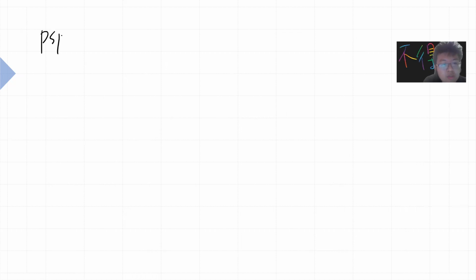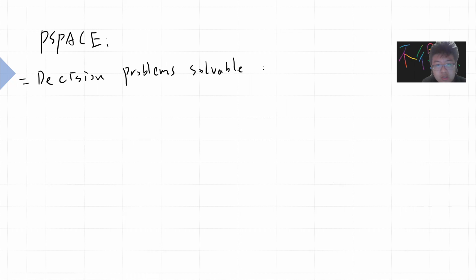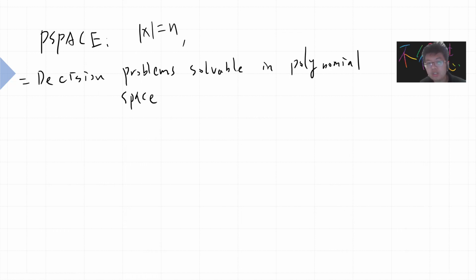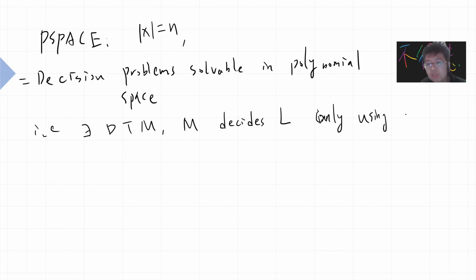Okay. Also, let me define another one, which is PSPACE. Simply speaking, let's write down this definition. PSPACE are decision problems that are solvable in polynomial space. So the idea is that let's say your input is n, and there is a deterministic Turing machine M which decides L using only polynomial space. Okay. So a fact, which is very trivial, is that P is a subset of PSPACE.